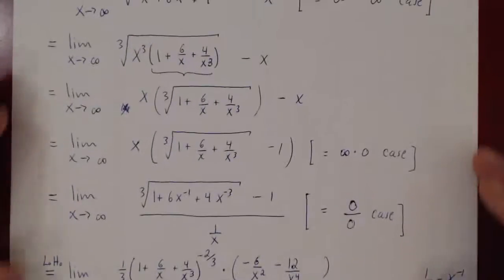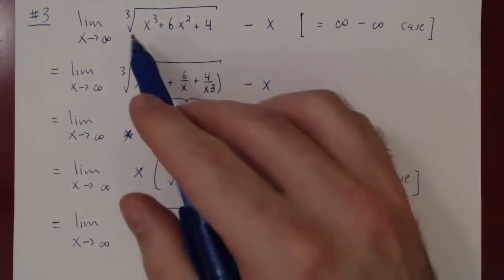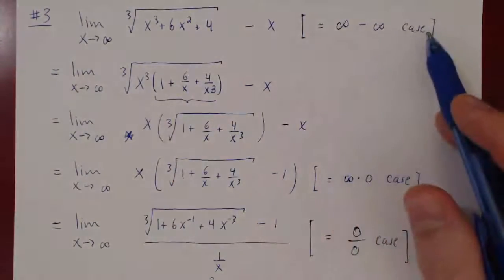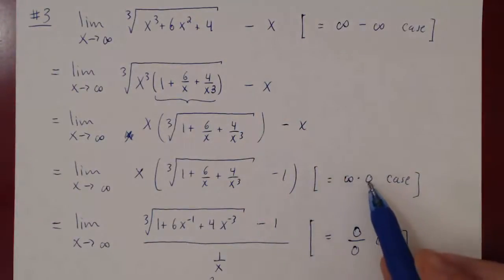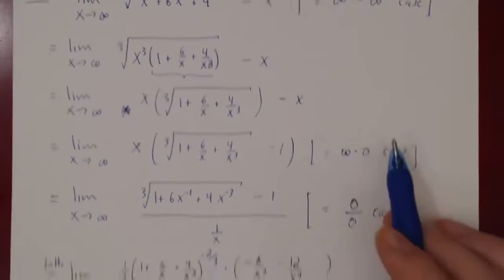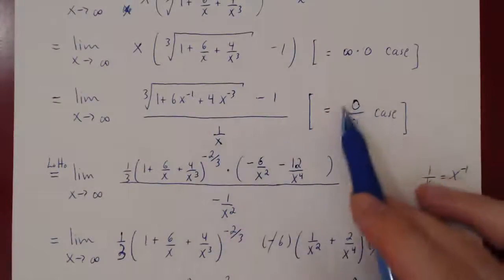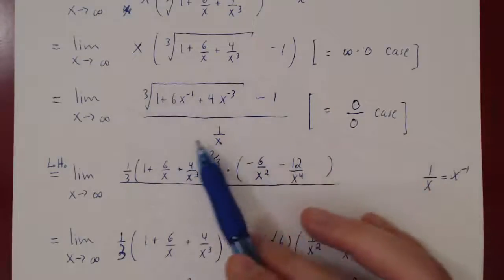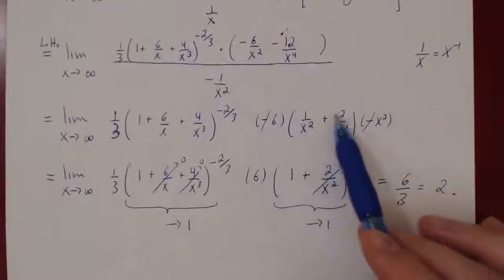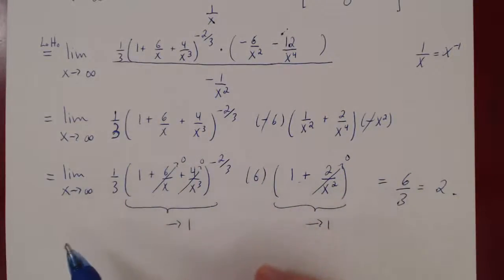So if you go back, this is rather a complicated problem. We had initially an infinity minus infinity case. We factored the x cubed, factored the x, then had an infinity times 0 case. We still can't use L'Hopital's rule, so we send the x as in 1 over x. Then we had a 0 over 0 case. We applied L'Hopital's rule, took the derivative of the numerator and denominator, simplify the expression, and finally letting x go to infinity gave us an answer of 2.